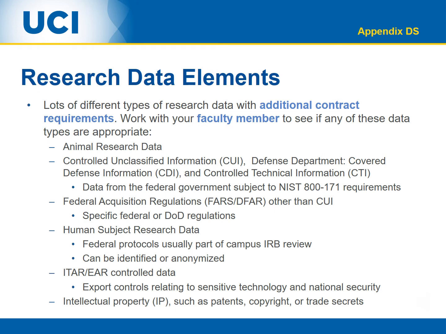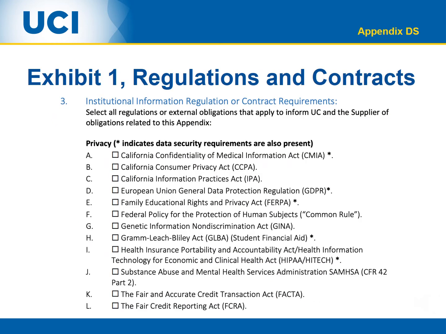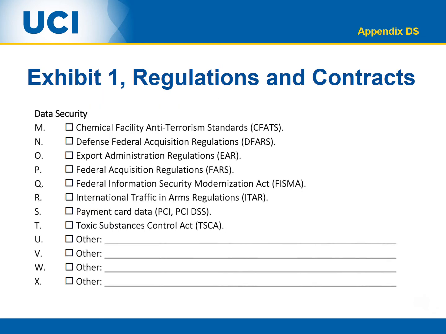Exhibit 3 is the contracts and regulations that apply to the data types that we just described. And again, there are a couple different sections here. There's a privacy set of laws and regulations and a security set of laws and regulations. And some of these will apply in different cases or not.